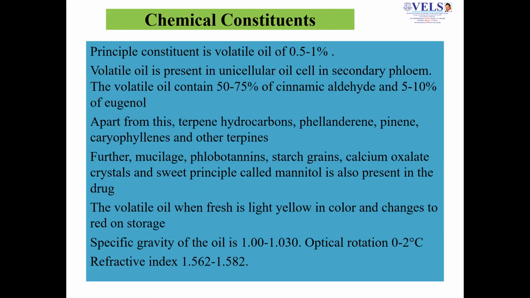The chemical constituents of volatile oils. The volatile oil content is about 0.5 to 1%. The volatile oils are present in the unicellular oil cells in the secondary phloem, and the volatile oil contains about 50 to 75% of cinnamic aldehyde and 5 to 10% of eugenol. Apart from this, the drug also consists of terpene hydrocarbons, phellandrene, pinene, caryophyllene, and other terpenes. Further, mucilage, phlobatannins, starch grains, calcium oxalate crystals, and a sweet principle called mannitol are also present in the drug.